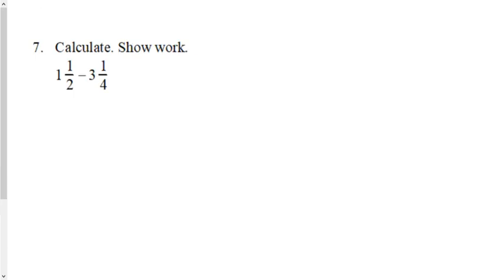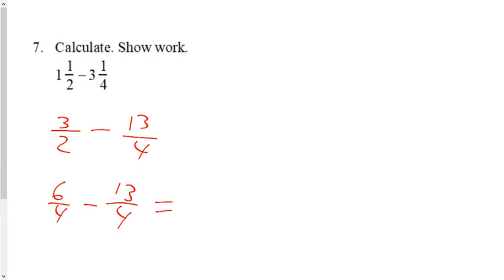Question 7, we have the subtraction of two rational numbers in mixed fraction form. The easiest way to approach any mixed fraction operation is to change them to improper. So 1 1/2 is 3/2. Take away 13/4, which is what 3 1/4 is as an improper fraction. Common denominator is 4. Equivalent fractions is this.